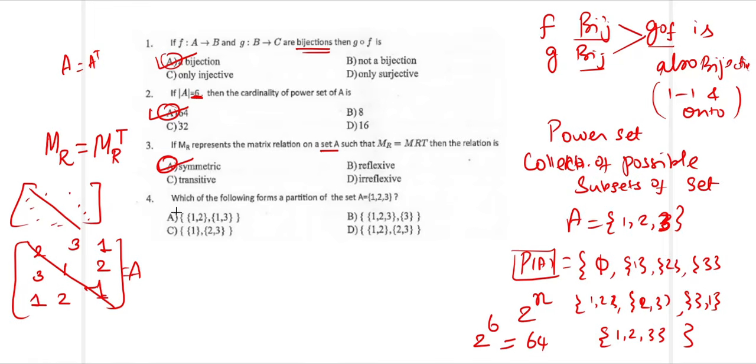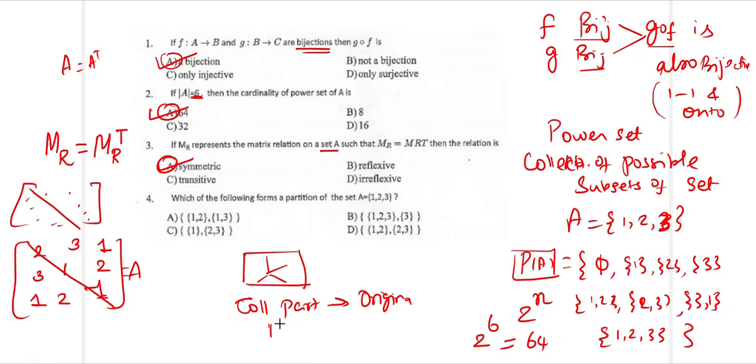Okay. Next one, which of the following forms a partition of the set A? What do we mean by partition? Partition means we are going to break down the set into parts or subsets. And what are going to be the rules in it? The rule is such that when you take the collection of all the partitions, you will have to get back your original set, and there must be no overlapping of elements.